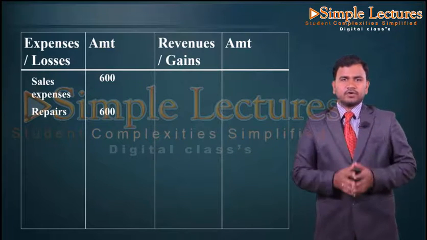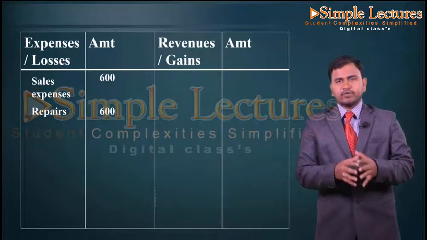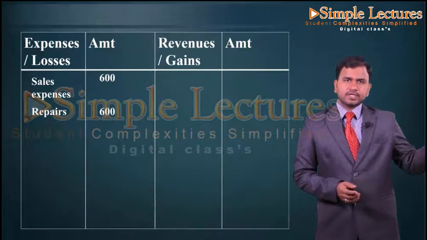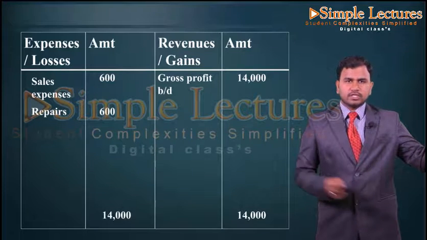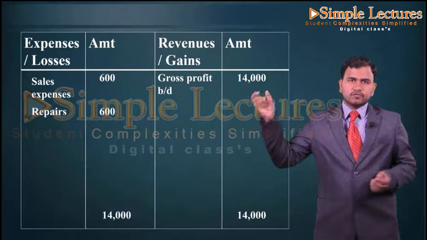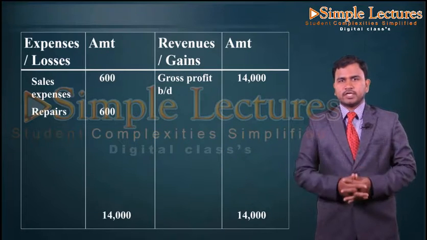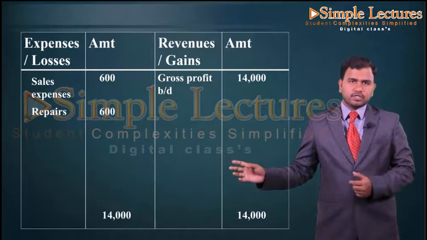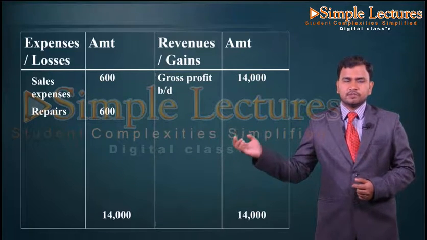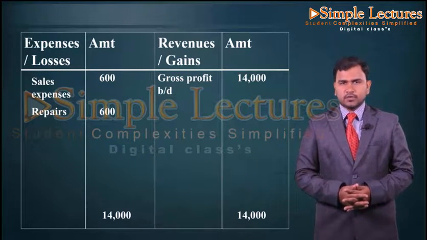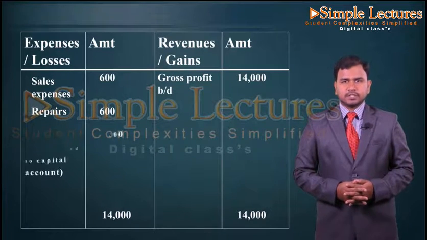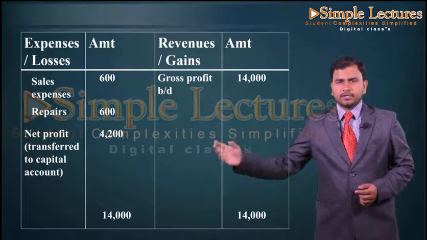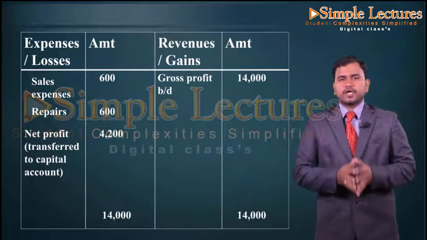Then after recording all the entries, we have to see again whether we are getting profit or loss. As we recorded the gross profit in the credit side, the total we have is 14,000, and compared to it, the total of the debit side is less. Same total we are going to record in the debit side, 14,000 minus all the above entries, we will be getting a balance of 4,200, which will be considered as net profit. So in the debit side, net profit 4,200, in the bracket we can write transferred to capital account.